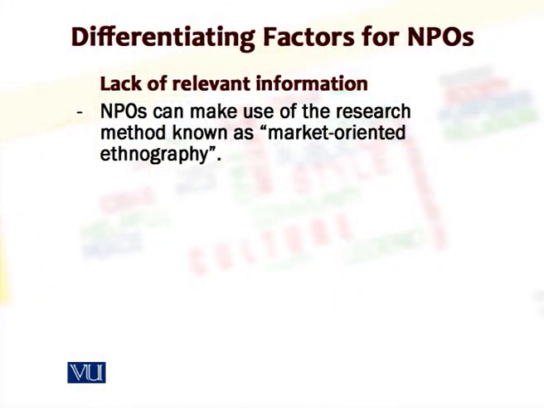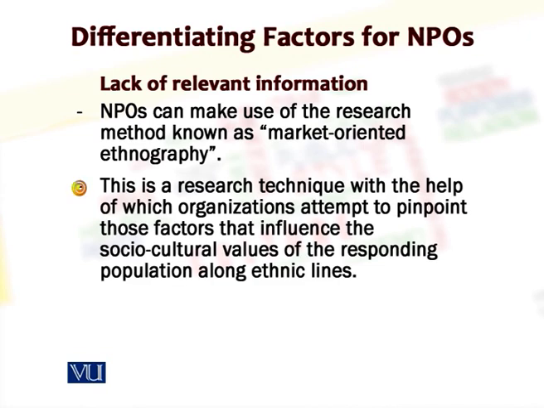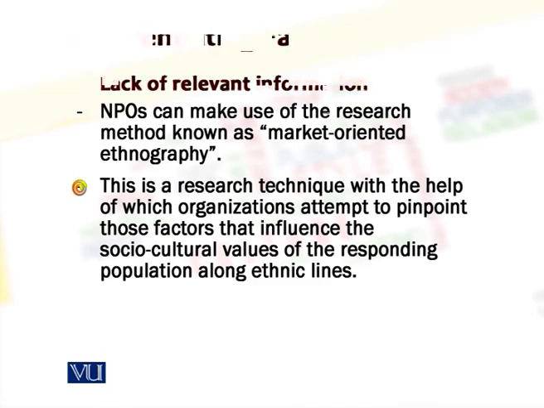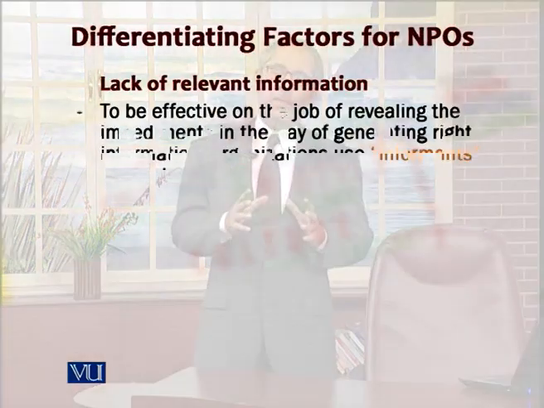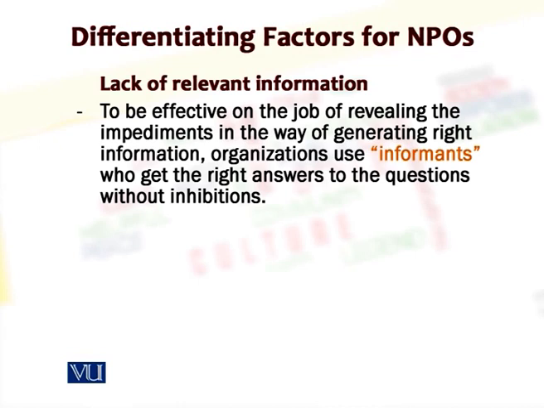One such technique is known as the market-oriented ethnography. This is the kind of research tool which is applied in order to reveal all those factors which influence socio-cultural values of a certain ethnic group. So you try to reveal their habits and their social values on ethnic lines. How do you do that? A big question. You do that with the help of informants.